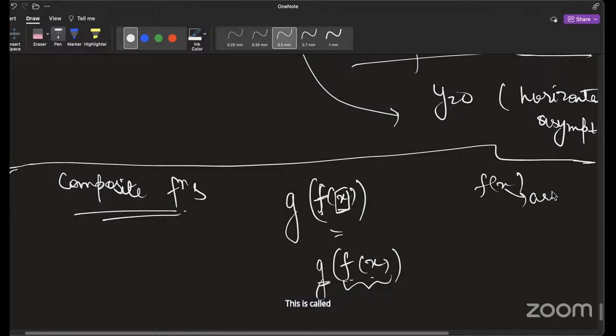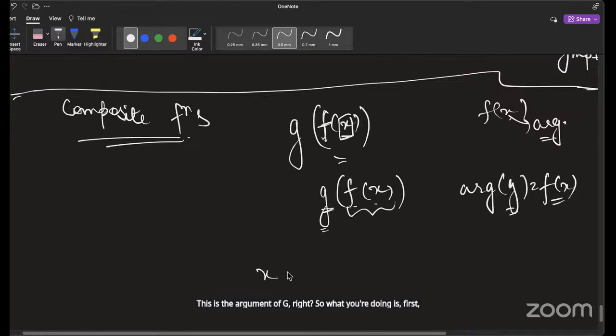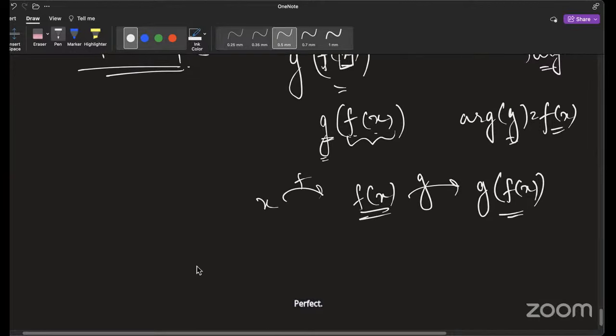This x in f(x) is called the argument. So x is the argument of f, and what's the argument of g then? f(x). This is the argument of g. So first to x you apply f, so you get f(x), and then to this you apply the g function. So you get g(f(x)).